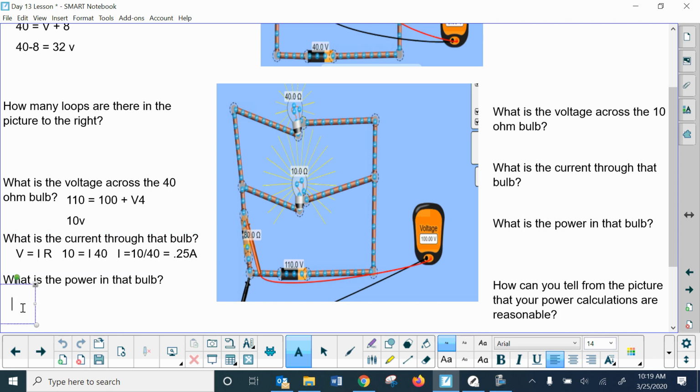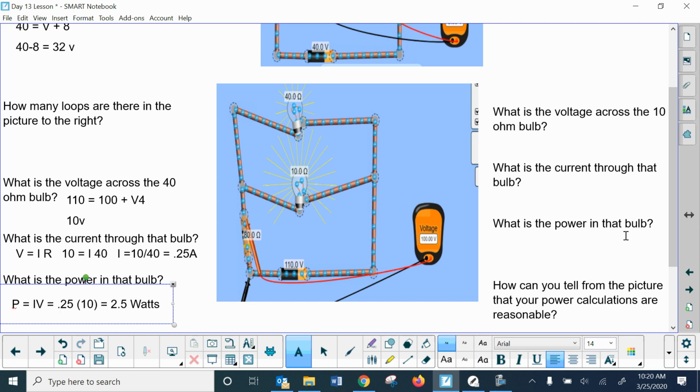And then if you wanted to do power, you can use the power equation, so P equals IV. This is a review from last lesson. The current we just got is 0.25, and the voltage we just said was 10 volts in this 40 ohm bulb. So 10 times 0.25 would be 2.5, and that would be watts. So there you go. You can see how finding this one little piece, and knowing 2 out of the 3 of Ohm's law, you can figure out the third one, and then you can use the power equation once you know I and V.